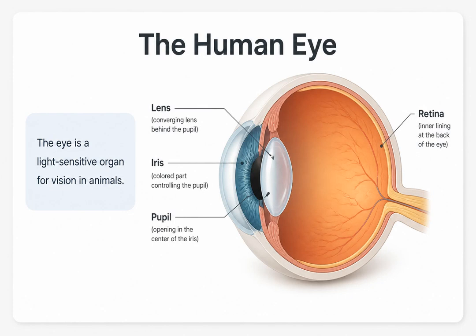Now let's compare the camera to its biological counterpart, the human eye. The eye is a highly specialized, light-sensitive organ for vision. Structurally, it shares many similarities with a camera, utilizing a lens system at the front to project an image onto a sensitive surface at the back.